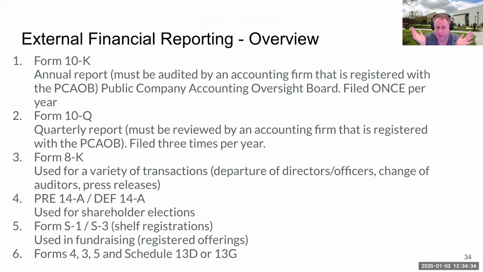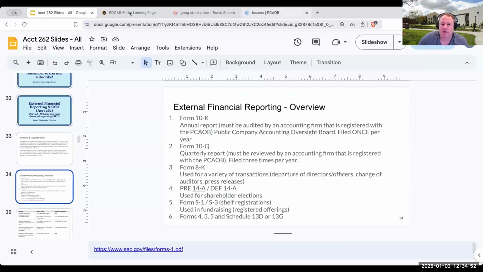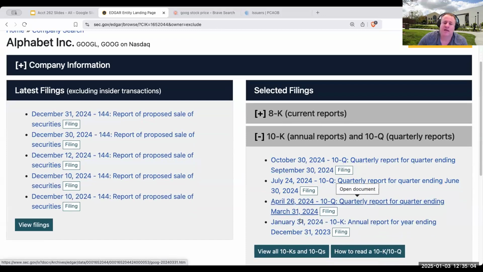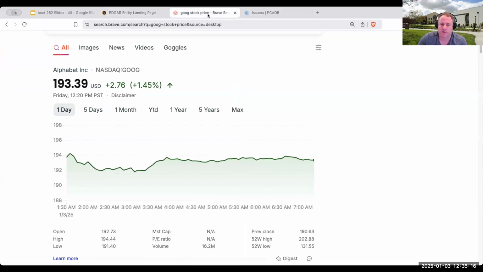The Form 10Q is a quarterly report. It has to be reviewed. It's not an audit, it's a different scope. It's filed every three months, or quarterly, three times, so you're going to have one 10K and three 10Qs. If we come back over here to Google or Alphabet, you're going to see a 10K for September 30th, a 10Q for September 30th, a 10Q for June 30th, a 10Q for March 31st, and a 10Q for December 31st. So we kind of see what that looks like.